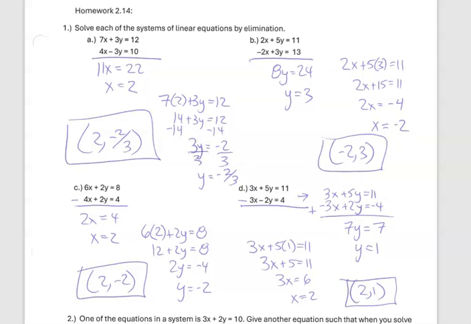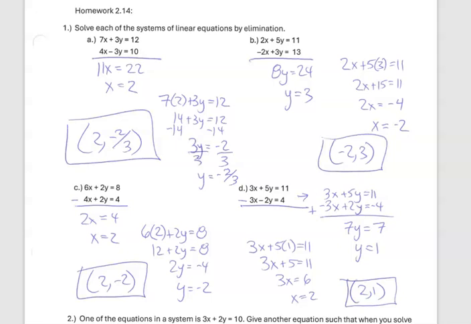Now here's your homework. On this first problem here, they are opposites, 3 and negative 3, so you just add the two equations together. When you do that, the y's go away, and you just end up with x. And when you solve for x, you get x equals 2. And then you are going to substitute back in to find out what your y is.